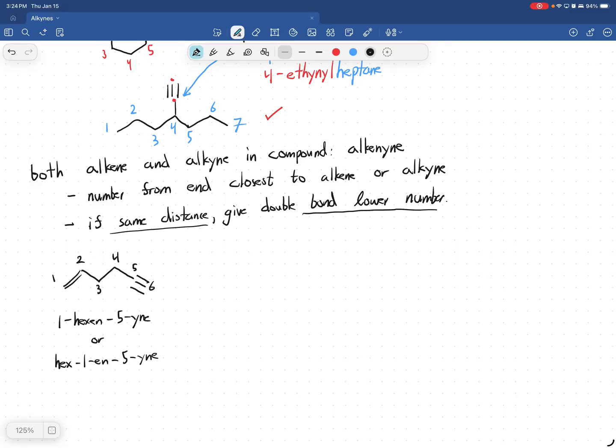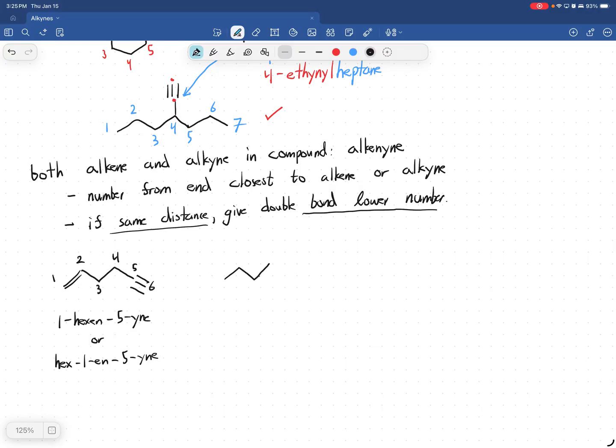Unfortunately, these are the only two ways we can name this, because both groups have numbers and they have suffixes like -ene and -yne. So we have to name it this way. They're both pretty much part of the parent name. So 1-hexene-5-yne or hex-1-ene-5-yne. It would be jumbled if we said hexene, then hexyne again.